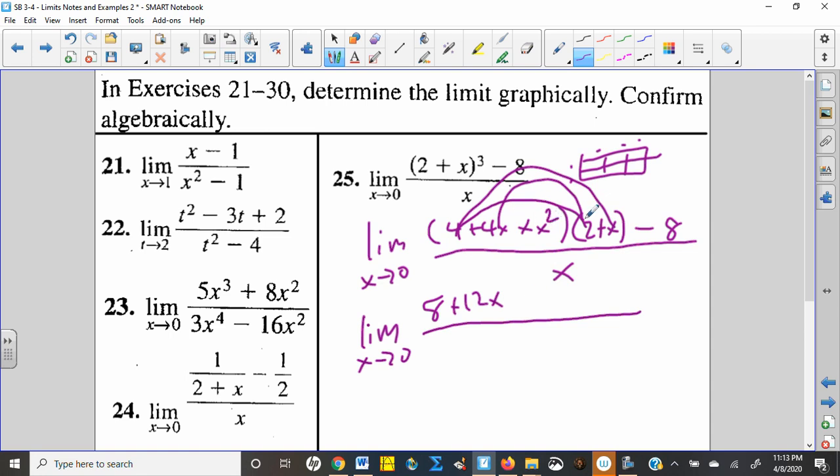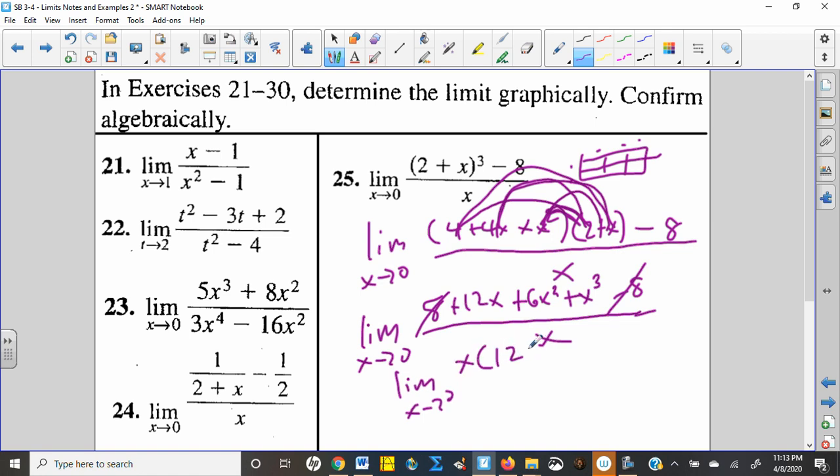We're going to have a couple squared terms. We're going to have a 2 times x squared, so that's 2x squared, and a 4x times x, that's 4x squared. 2x squared, 4x squared is 6x squared. And we're only going to have one cube. We're going to have x squared times x, 1x cubed. Don't forget your minus 8, because we want it to cancel right now. We can now factor out an x, right? From 12x and 6x squared and x cubed, and get rid of it.